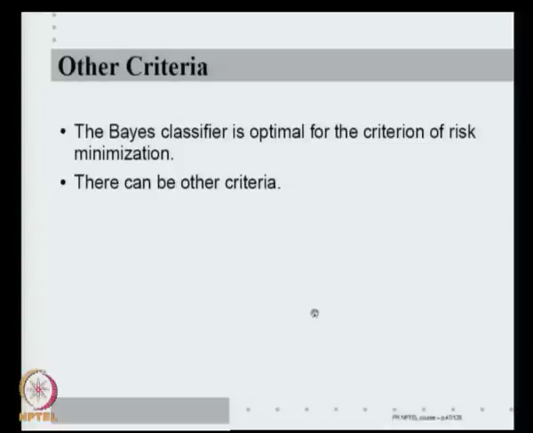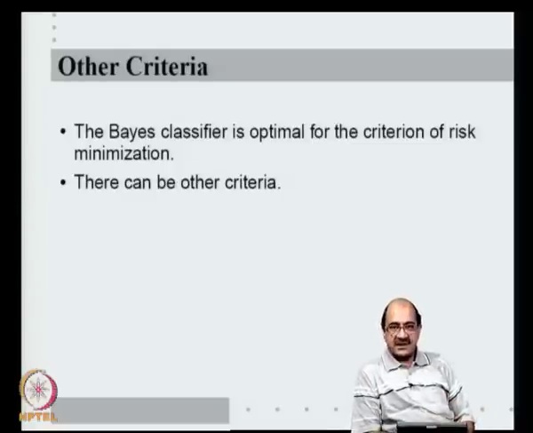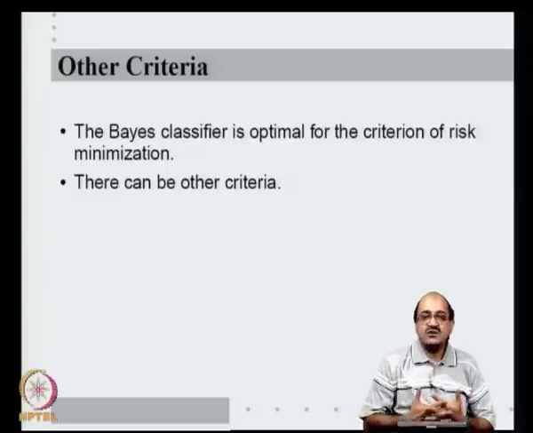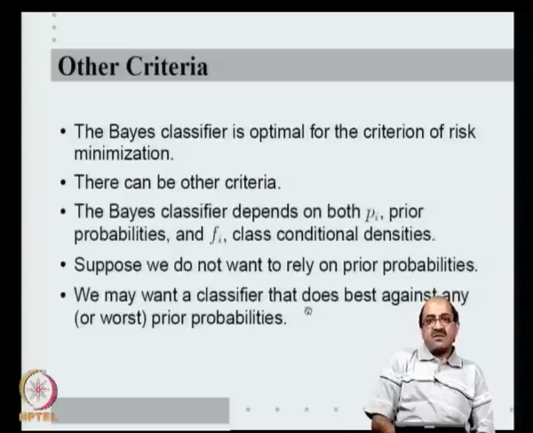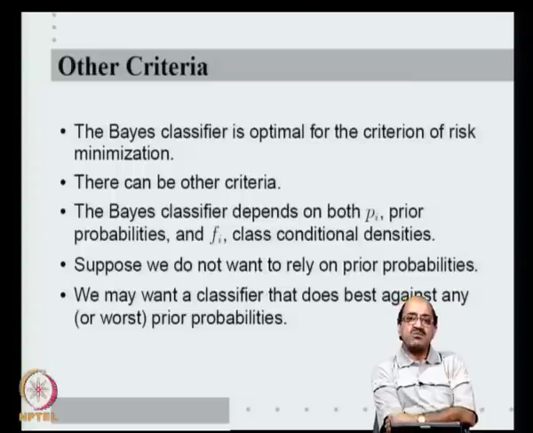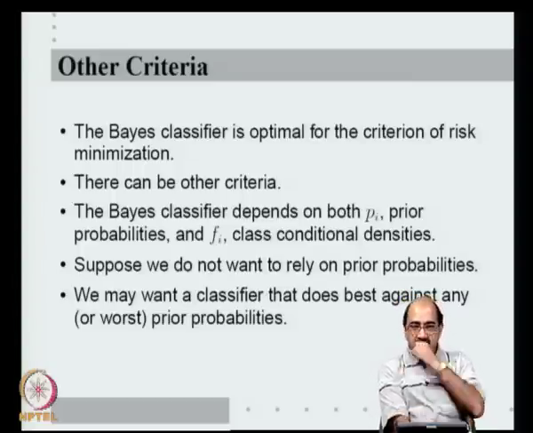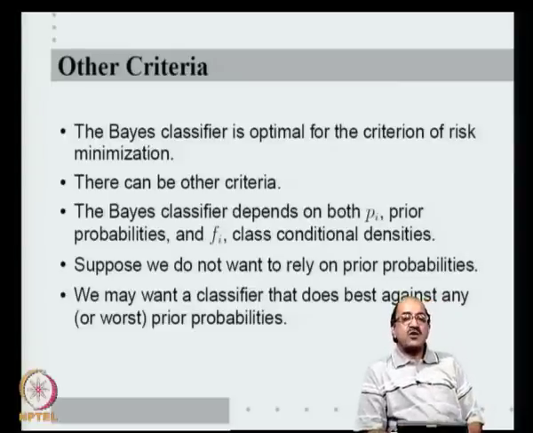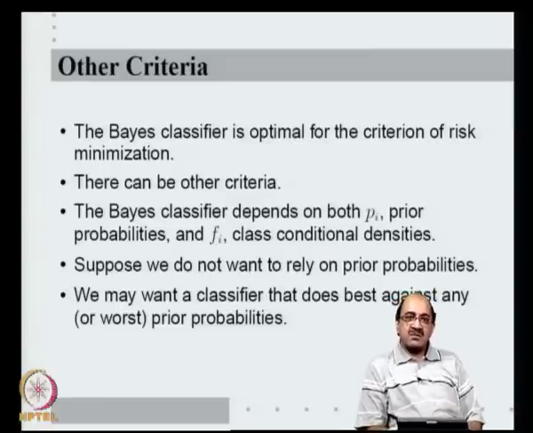All right. Let us move on from the Bayes classifier. The Bayes classifier is optimal for the criterion of risk minimization, but risk minimization is only one criterion, right? We can have many other criteria. One thing about the Bayes classifier is that it depends both on the prior probabilities and the class conditional densities. Now, very often I may not know prior probabilities out there in the field, which patterns will come, though I may be able to estimate the class conditional densities well.